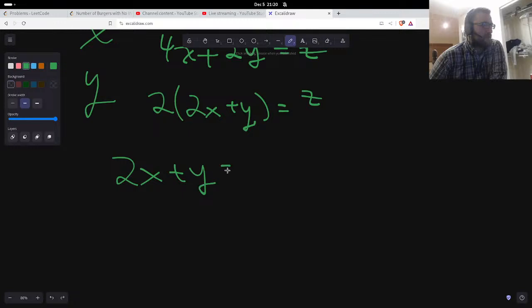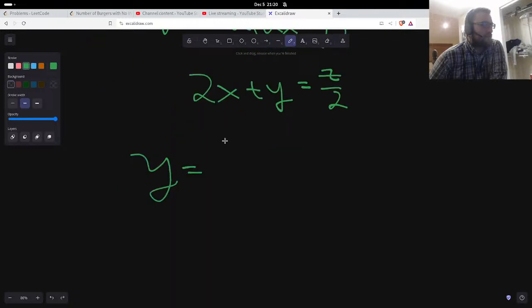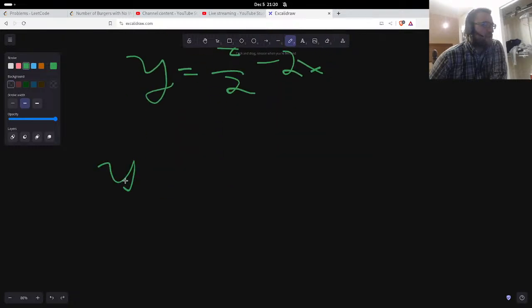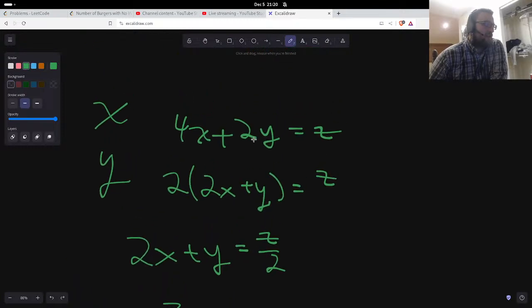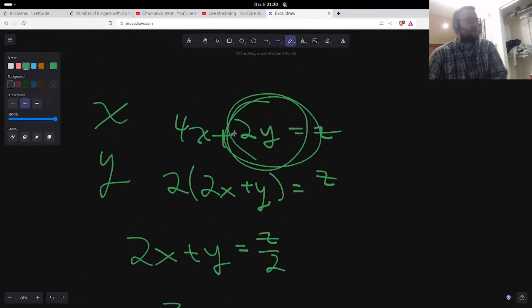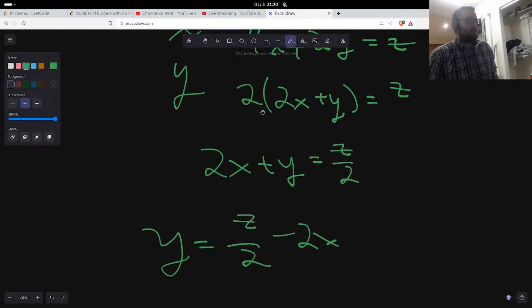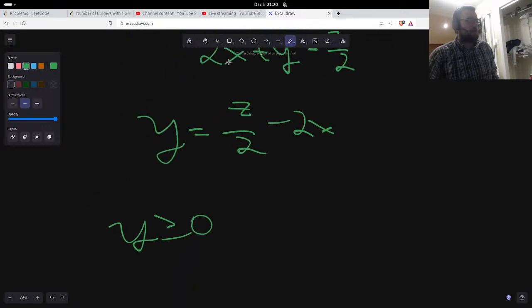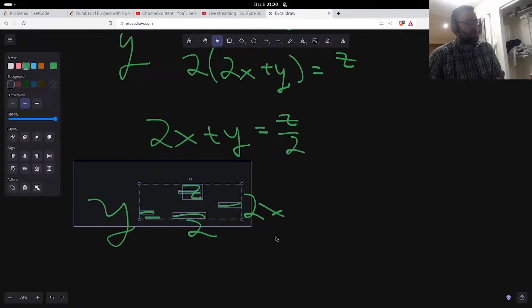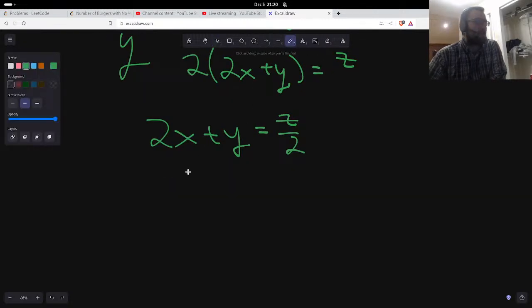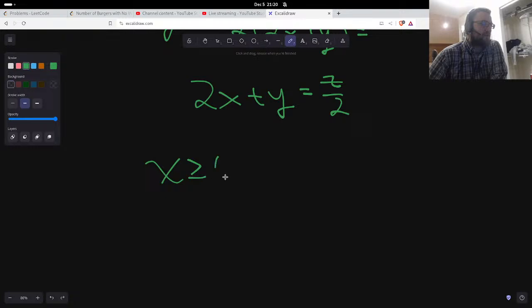2x plus y equals z over 2. y is then z over 2 minus 2x. y is greater than or equal to 0. Now, these are the small burgers, right? I really want the big burgers to be greater than or equal to 0. Those are the ones I'm really concerned about. So I should do it the other way around. I need x greater than or equal to 0.